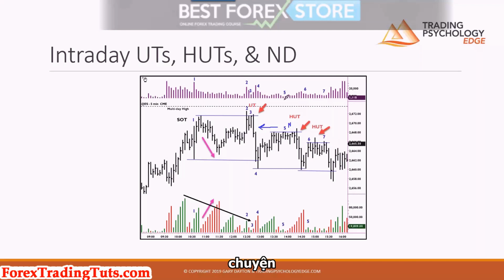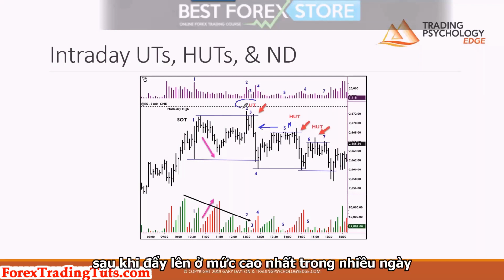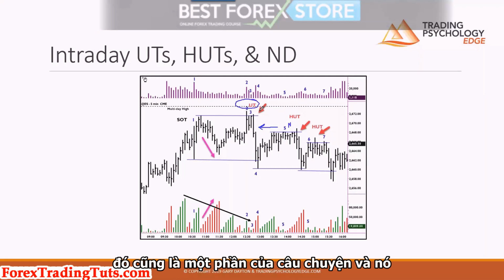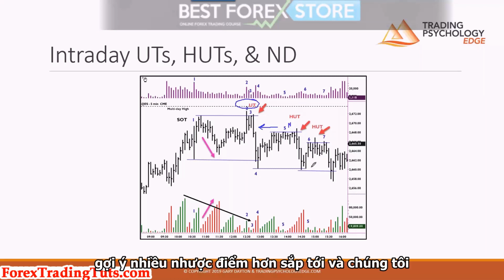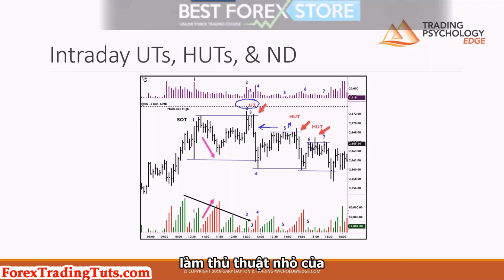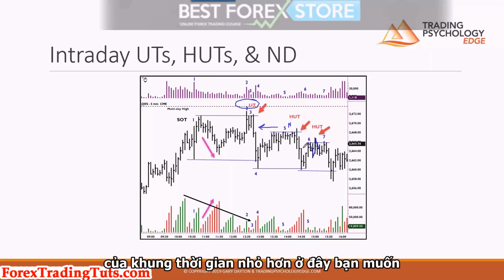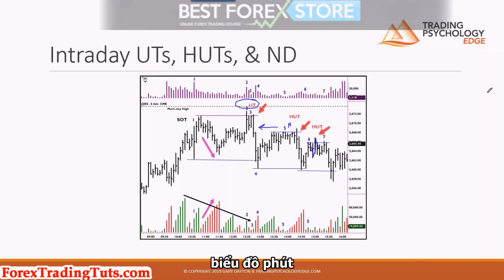That's a Wyckoff story after an upthrust at a multi-day high, which is also part of the story, and it suggests more downside to come. And we get another hidden upthrust in here. Again, you can do the little trick of the smaller time frame here. You'd have to go down to a tick chart or a 1-minute chart to see it, which I wouldn't advise trying to trade off of.